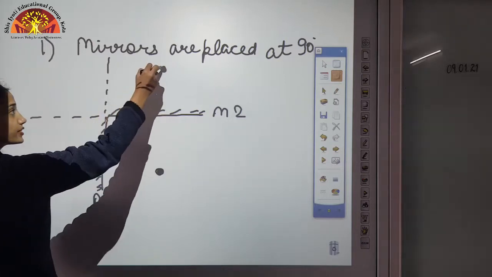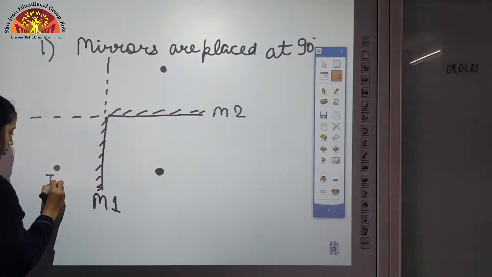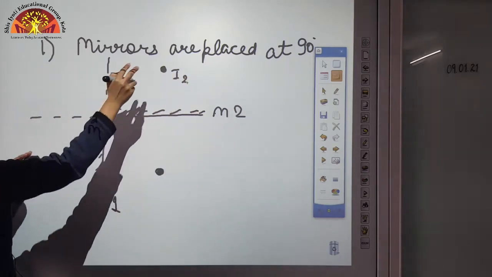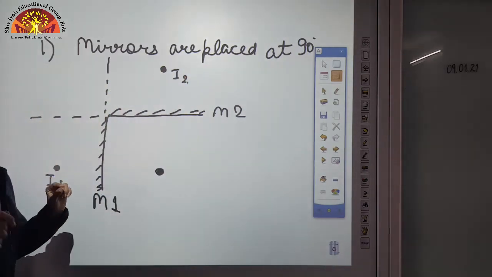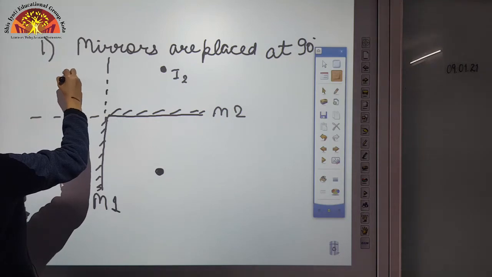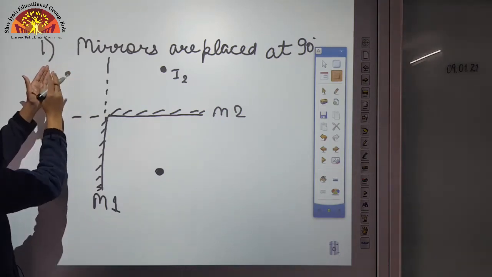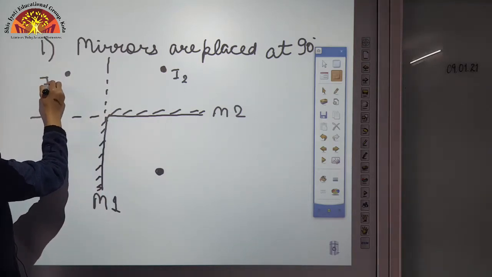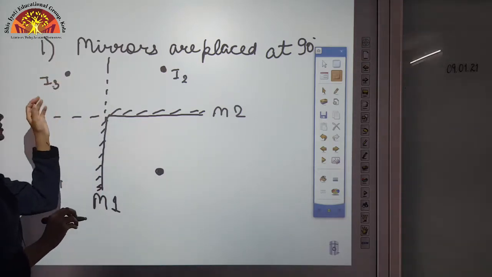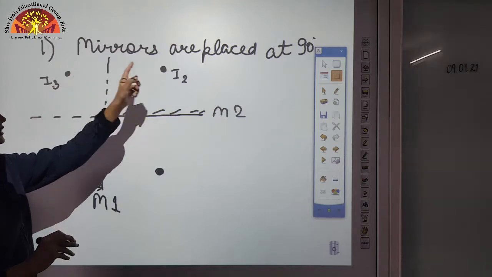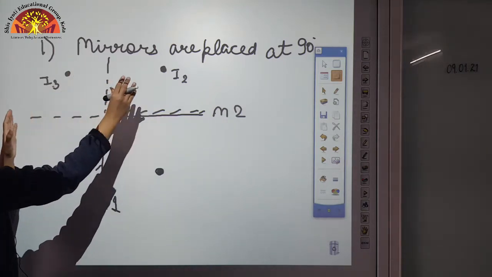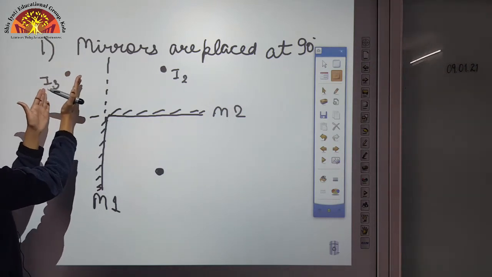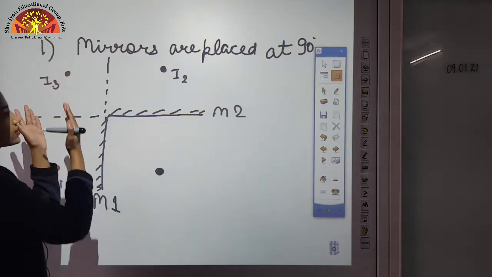Let's say this is image 1 and this is image 2. Because of these two images, a third image is formed here. This is the reflection of this image and this image also. We call it image 3, and it has higher intensity than the other two because the images of these two images are overlapping here. So the intensity of this image is more.